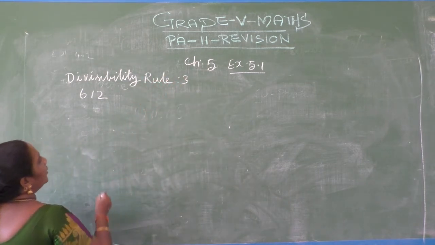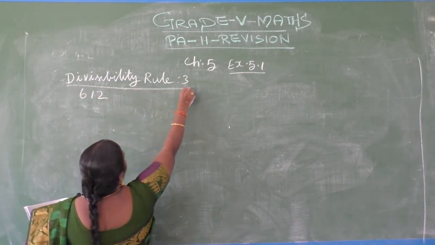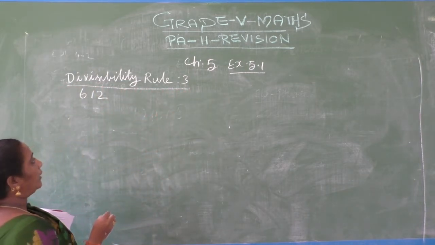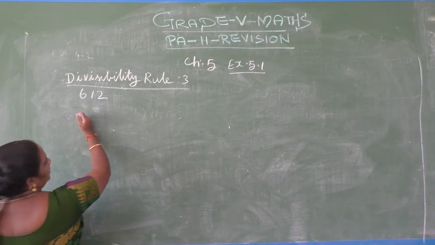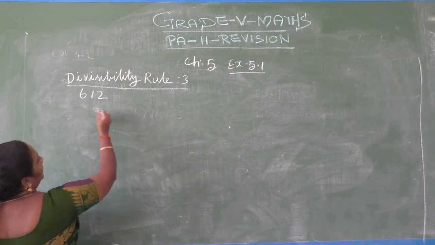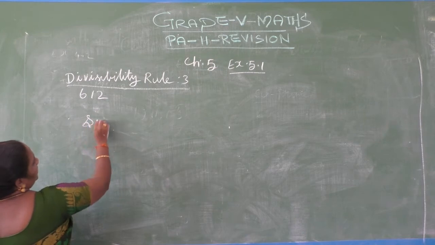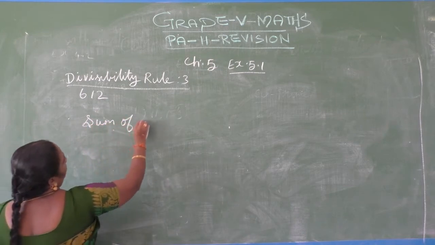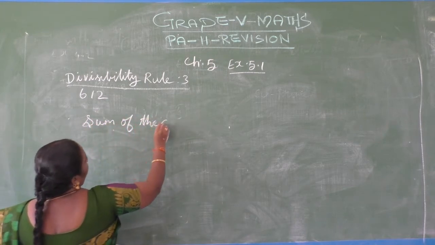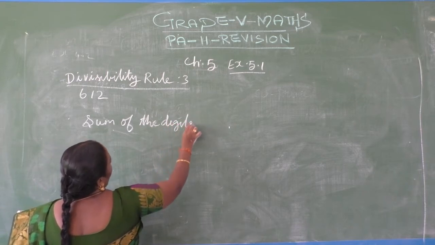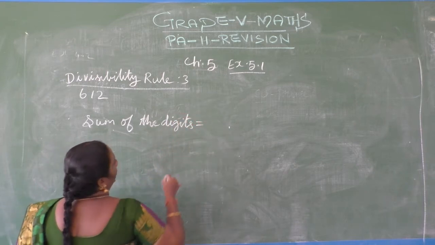So how can we find out, without actual division, using the divisibility rule, whether this number will be divisible by 3 or not? First you have to find the sum of the digits. If the sum of the digits is divisible by 3, it means the whole number will be divisible by 3.